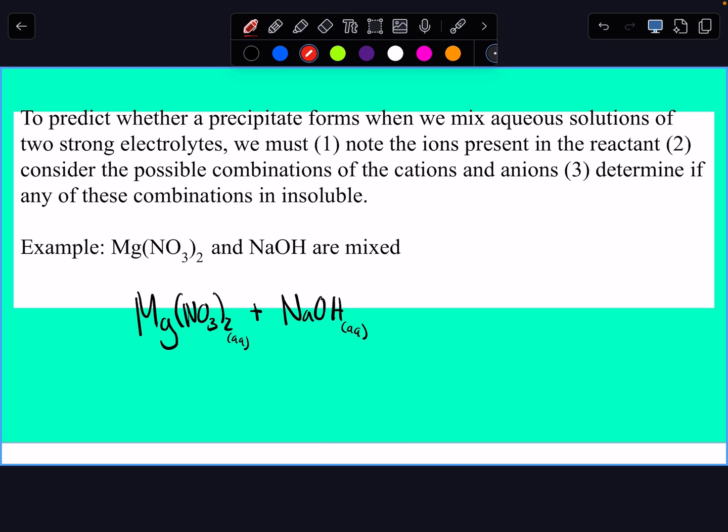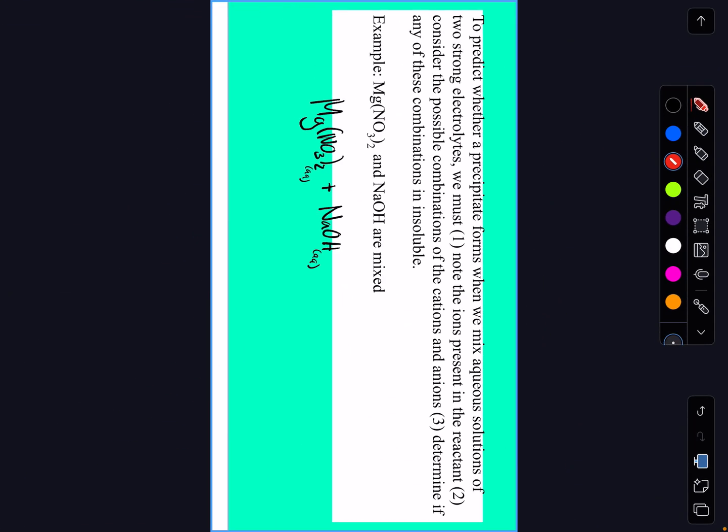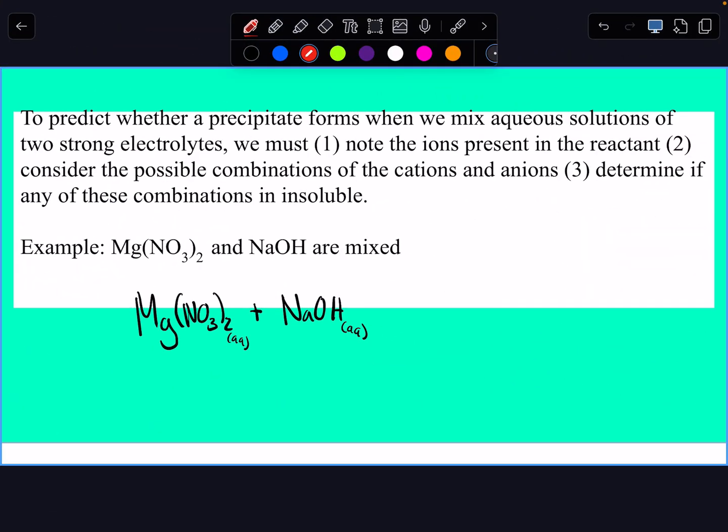So, since they are aqueous, how is this really existing? Is it together or apart? Apart. So we need to identify the different parts that are floating around and their individual charges. Everybody find magnesium on the periodic table and put your finger on it.